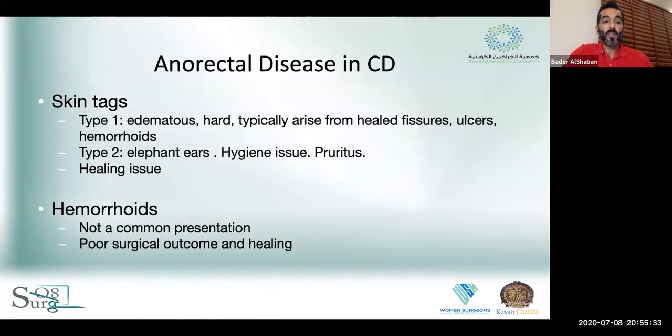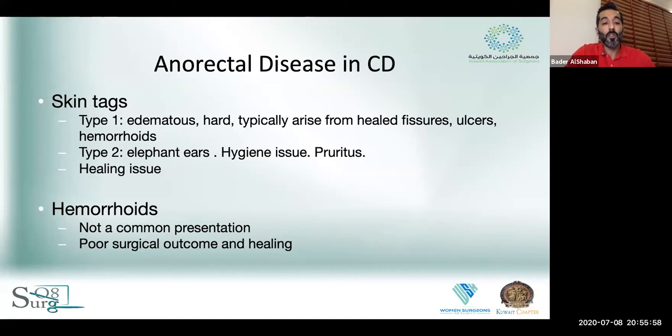Anyway, moving on: skin tags, type 1 and type 2. Type 1 tends to be the edematous hard type that typically arises from fissures, ulcers, or hemorrhoids. They also tend to be known as the sentinel tags. The other type is the elephant ear. They are not common at all, and they really do look like an elephant ear, and the biggest issue with them is hygiene and the itch, or anal pruritus.